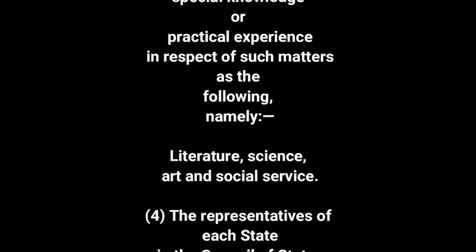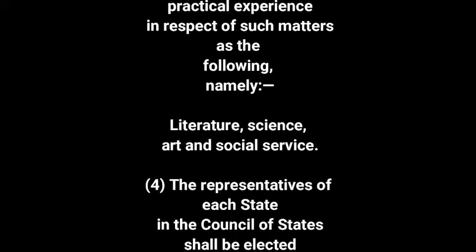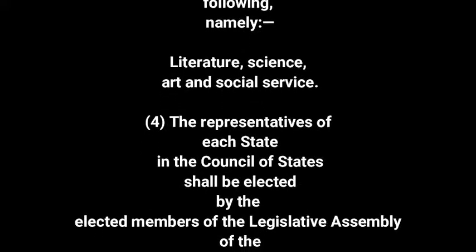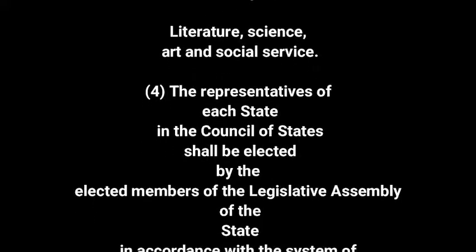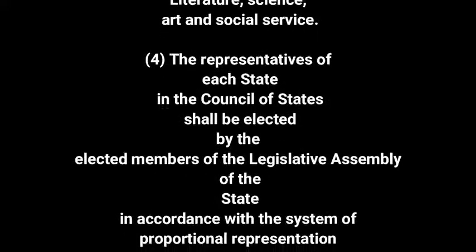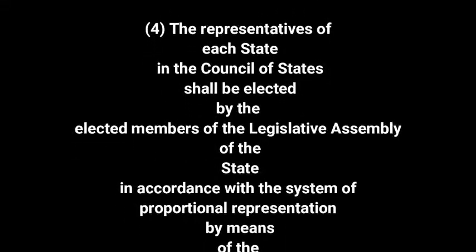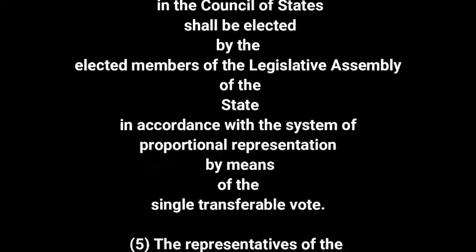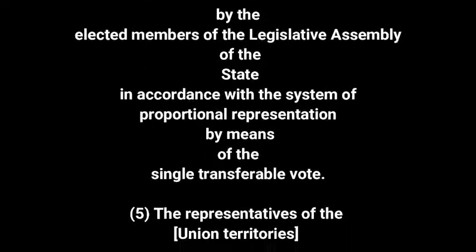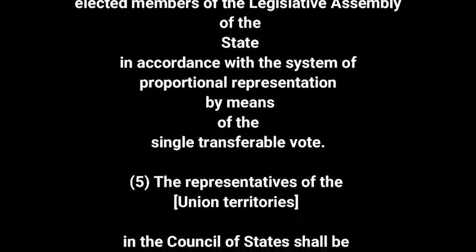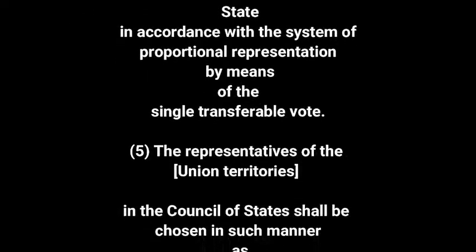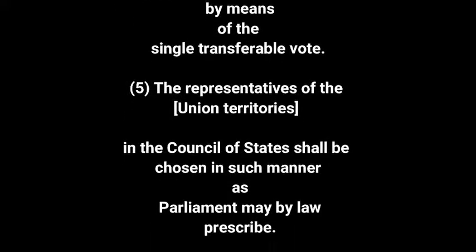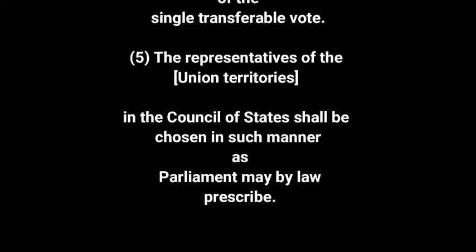4. The representatives of each state, in the Council of States, shall be elected, by the elected members of the Legislative Assembly of the state, in accordance with the system of proportional representation, by means of the single transferable vote. 5. The representatives of the Union territories in the Council of States shall be chosen in such manner, as Parliament may by law prescribe.